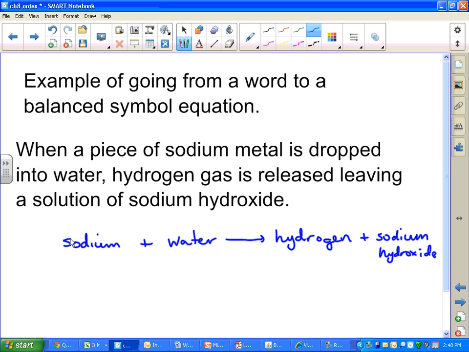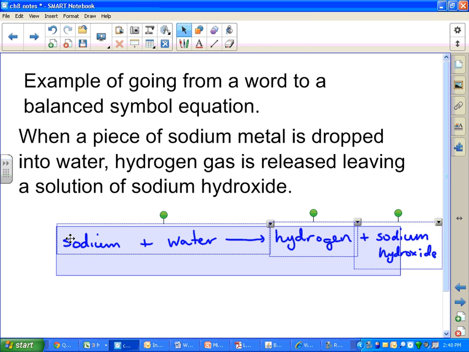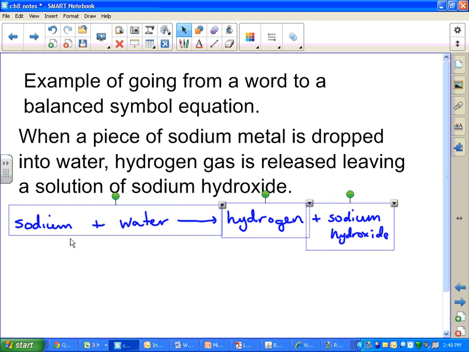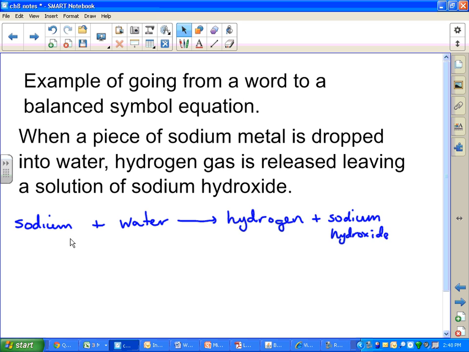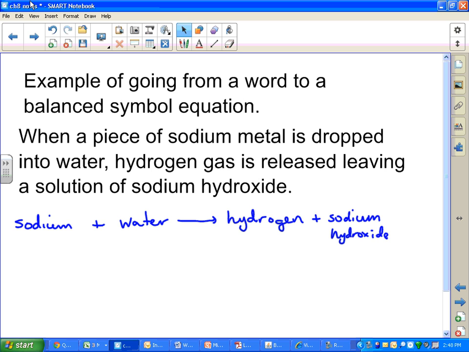Okay, so now I have my word equation. I'm going to move it over so that I have a little more room. I'm going to look back and see, okay, I wrote the word equation, and now I'm going to write the correct formula for each reactant and product under the name, and I'm not going to change the subscript after I've done that. So I have 4 questions for myself.